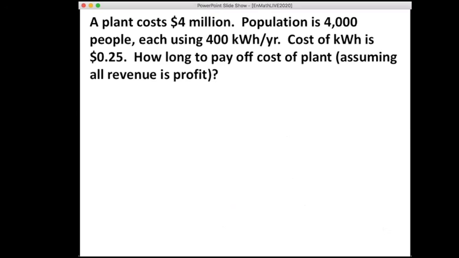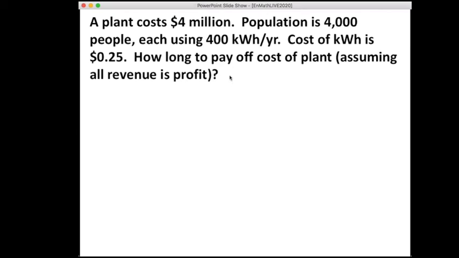A plant costs $4 million to build. The population of the town using the plant is 4,000 people. Each person in that town uses 400 kilowatt hours per year, all their electricity needs. And when they get their electric bill, each kilowatt hour costs 25 cents. That's actually expensive. We have very cheap power in Indiana. We average around 10 to 12 cents a kilowatt hour.